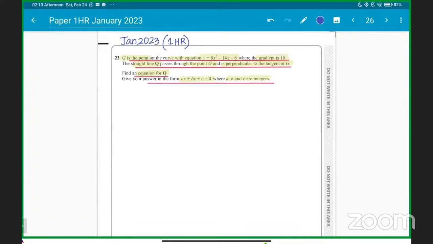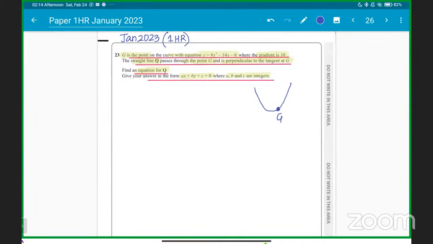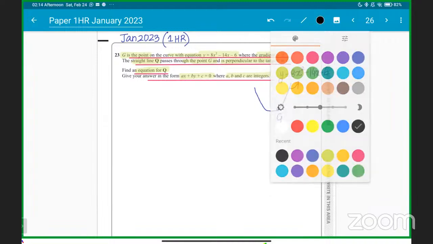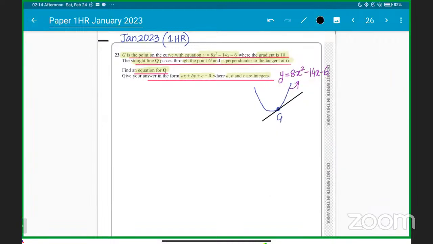G is a point on the curve with equation y equals this. Let's say this is my curve equation, y equals 8x squared minus 14x minus 6. G is the point on this curve where the gradient is 10. Let's say G is the point here, where the gradient is 10, which means that this is a tangent where the gradient is going to be 10.